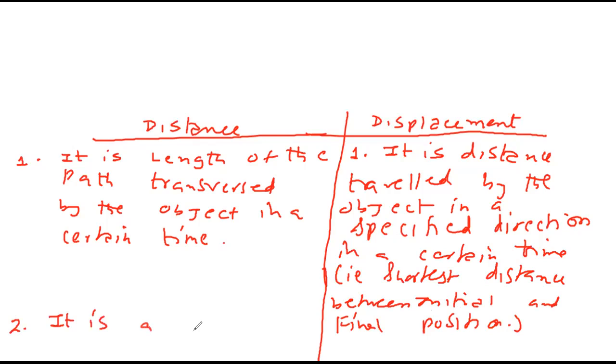Sir, can you repeat? You can see on the screen, I have written here. It is the distance traveled by the object in a specified direction in a certain time. That is the shortest distance between initial and final position. Okay, sir.